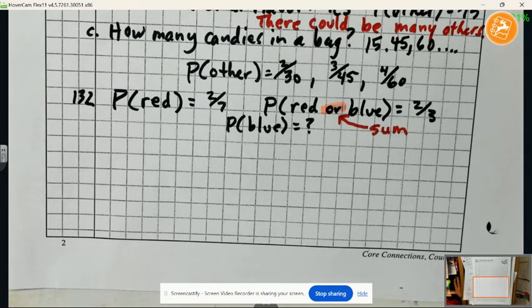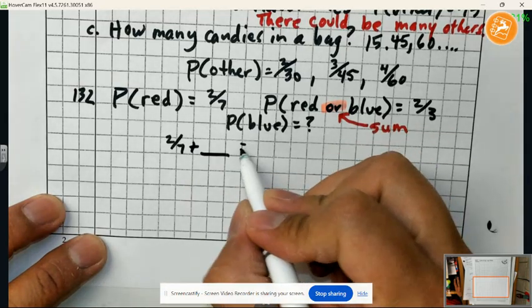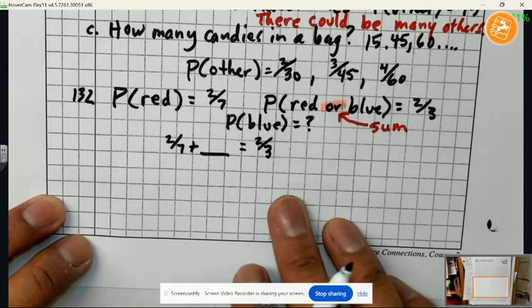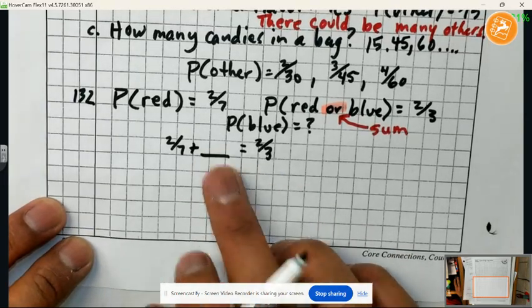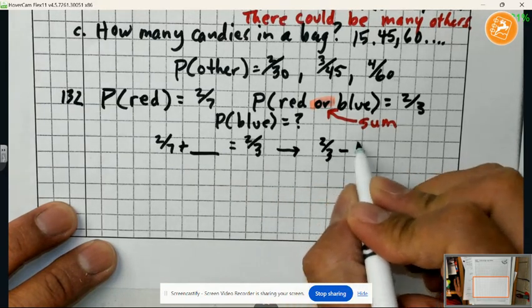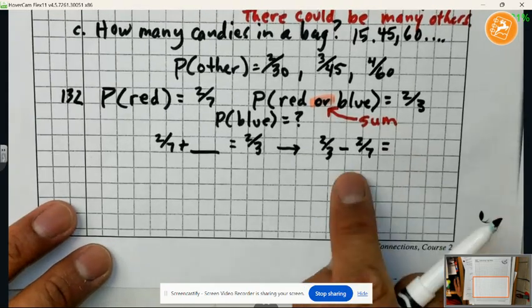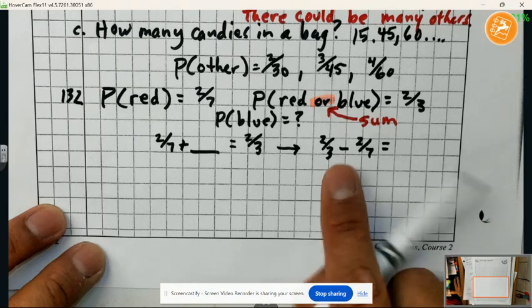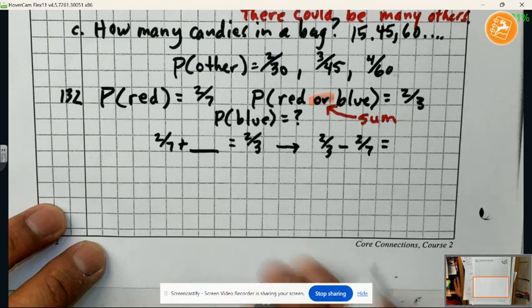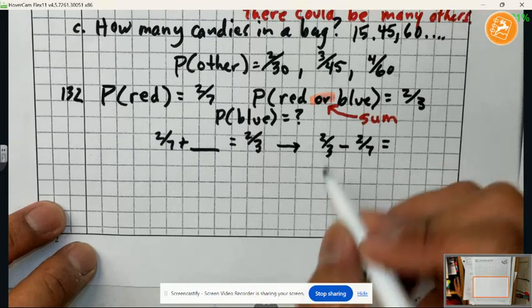All right, so first we know that 2/7 plus something is equal to 2/3. And then we all know that we can solve this problem by using subtraction, right? So we would do 2/3 minus 2/7, and that will give us our answer. Okay, but we know that these do not have common denominators, so we need to change those to a common denominator. What is that common denominator? Right, the common denominator is 21. So we need to change these to 21.